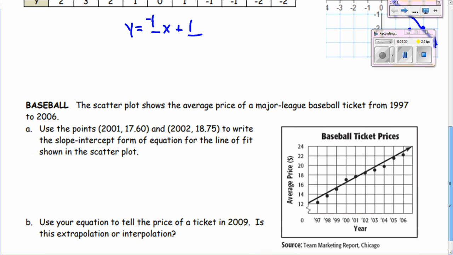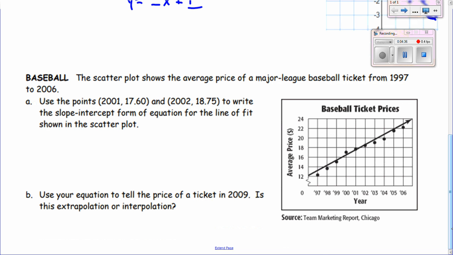The scatter plot shows the average price of a Major League Baseball ticket from 1997 to 2006. Using the points 2001, 17.6 and 2002, 18.75, write the slope-intercept form for the line of best fit shown in the scatter plot. The first thing we're going to do is figure out the slope. Those are your y's, they go on top.